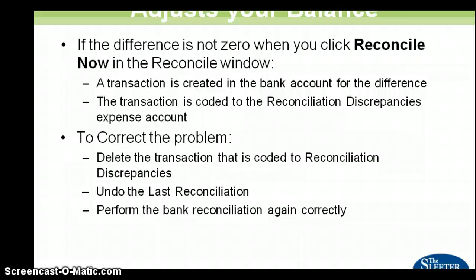And this is just showing you what happens when you have QuickBooks automatically adjust your balance. This would be in an extreme circumstance when you just cannot find what the difference is and it's highly immaterial. You may want to just allow the system to reconcile it for you.